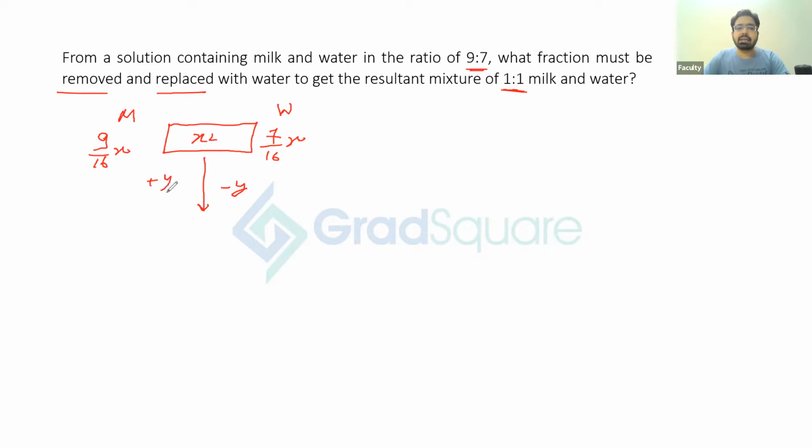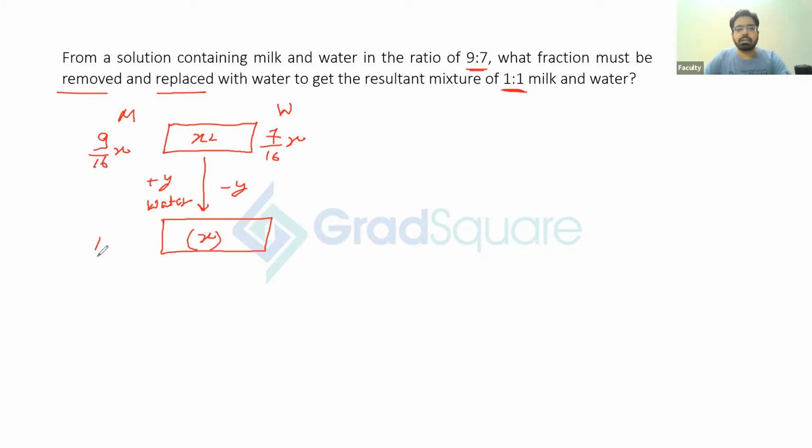That means I will add again Y liters of water to this to get the final mixture. Now the final mixture quantity will still be X. Try and understand, if I remove 10 liters and add 10 liters, my final quantity is going to be the same. So from 100 liters, if I remove 10 liters and I add 10 liters again, the final total quantity is going to remain the same, which will be X. And that contains 1:1 milk and water.